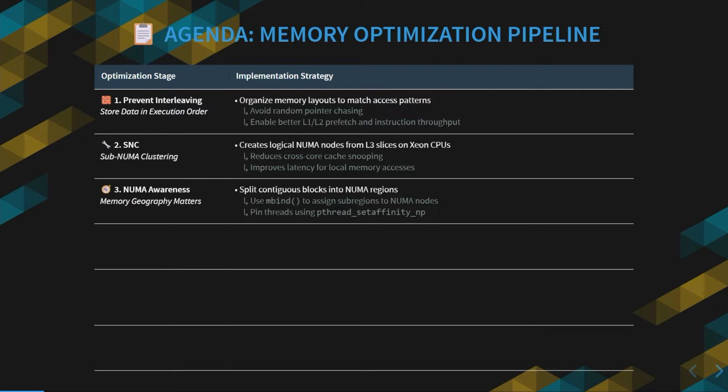This is a powerful feature of modern Xeon CPUs that creates logical NUMA nodes right out of the L3 cache slices. The main benefit is that it reduces the chatter across core cache snooping and improves latency for local memory access. And that leads us directly to stage 3, which is NUMA awareness.